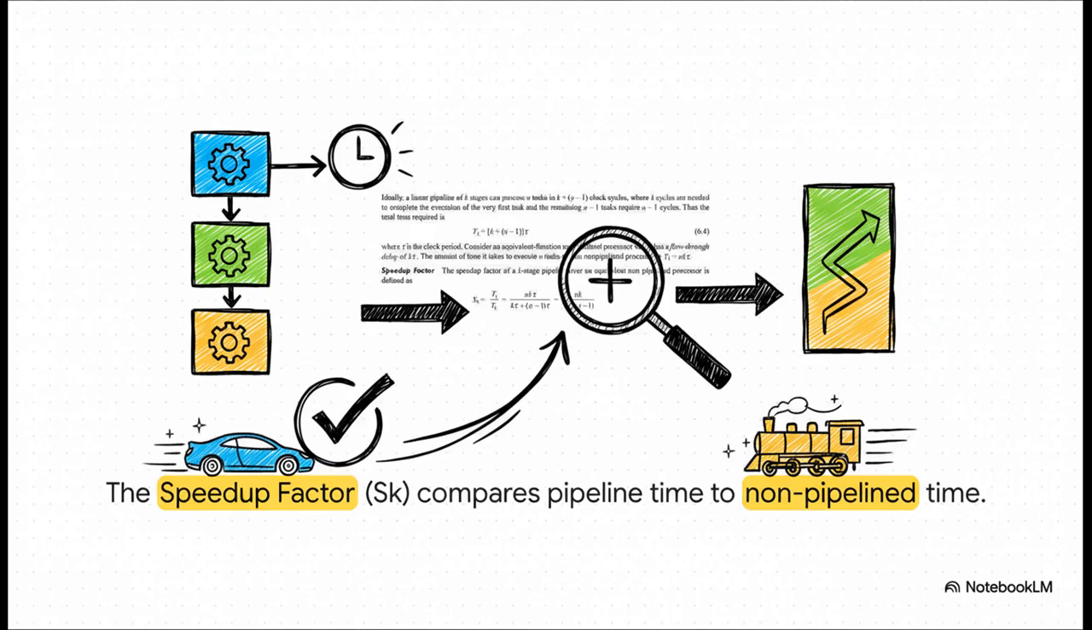So that brings us to the big one, the speed-up factor, SK. Now, this formula might look a little intimidating, but the idea is actually super simple. It's just a comparison. T1 is the time it would take an old-school non-pipelined processor to do the job, and Tk is the time it takes our shiny new pipeline with k stages. You just divide the old, slow time by the new, faster time, and you get a number that tells you exactly how much of a speed boost you got.